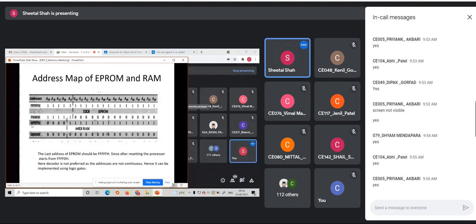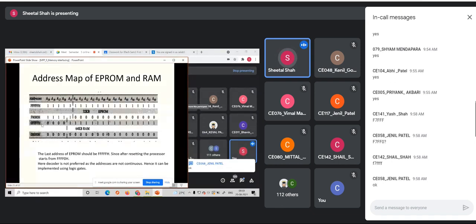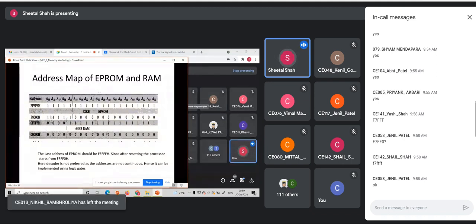Are you getting me? My question at least. See, from FFFFF to F8000, this is for the ROM. Now the RAM should be at the continuous address of this ROM. So one less than that would be my last address. Very good. F7FFF would be my last address of the RAM. And from there onwards, you have to find out the starting address of the RAM.